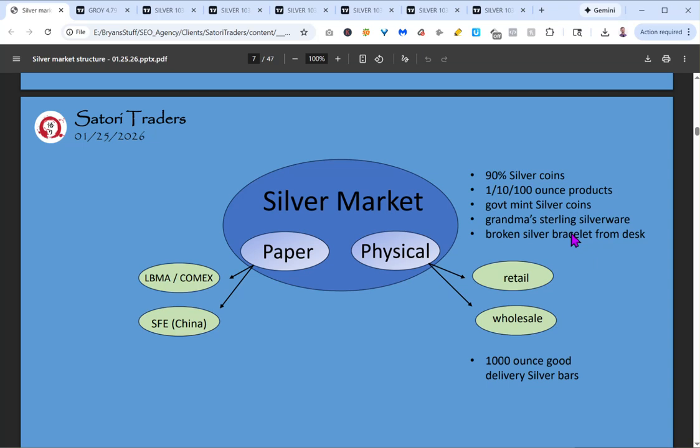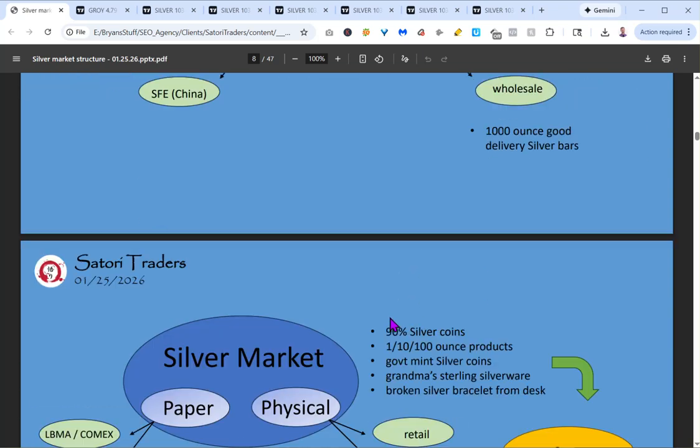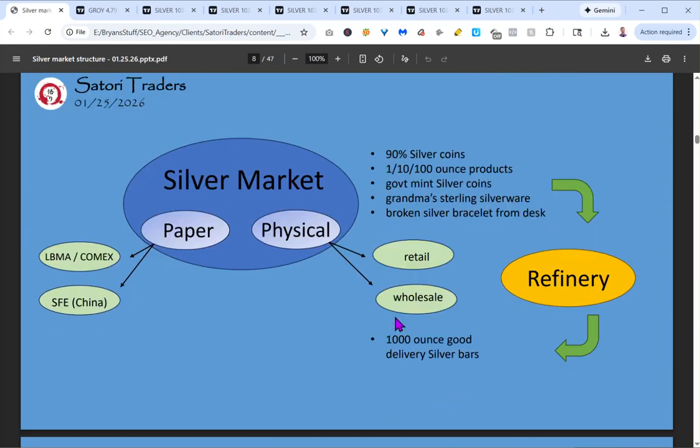But anyway, clear distinction between the retail physical market and the wholesale physical market, in my mind at least. And so, okay, how do we get from the idea that I want to convey in this slide, how do we get from this side of the physical market in silver to this side of the physical market?